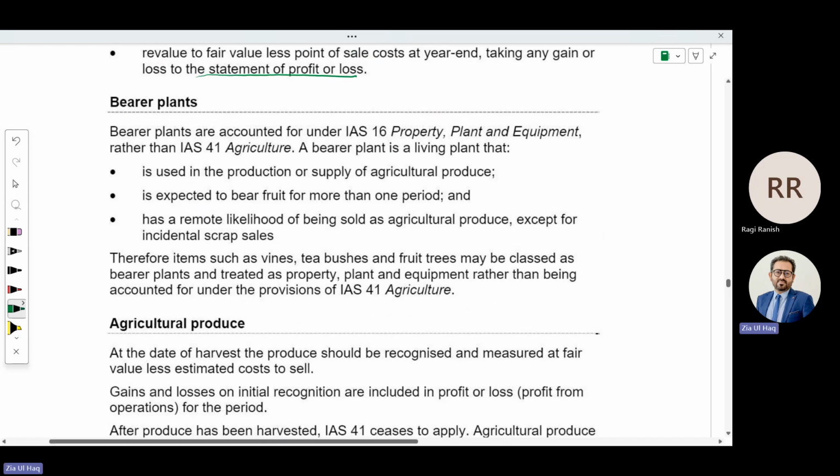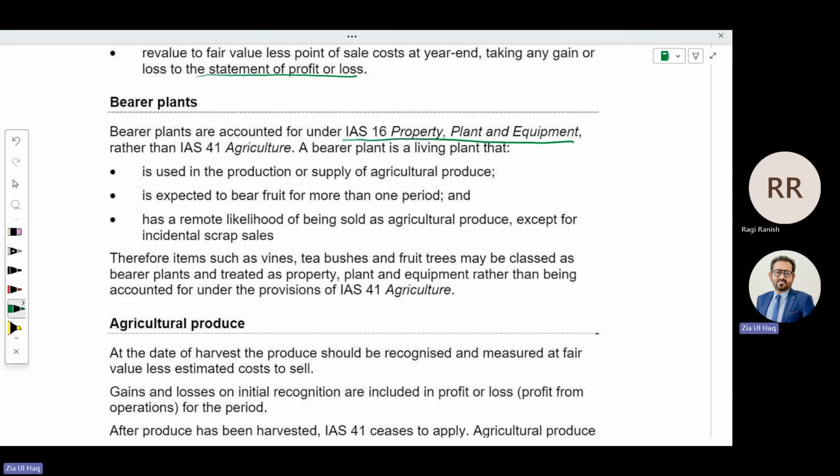Bearer plants. What are these? Bearer plants will not be recorded under IAS 41. They will be recorded under IAS 16, property, plant and equipment. Biological asset means living plants. The plants that we can sell as a plant are called biological asset.